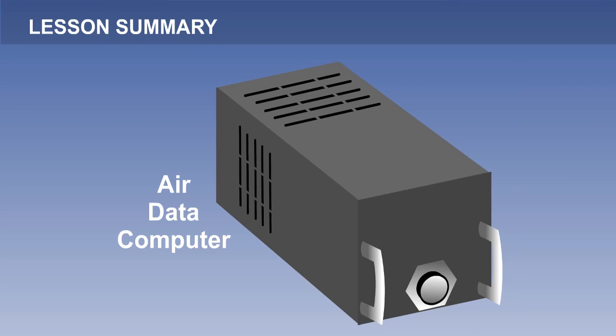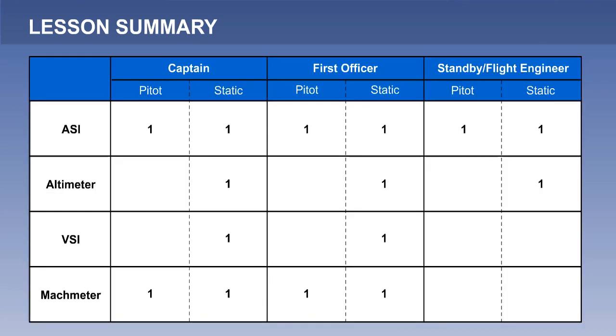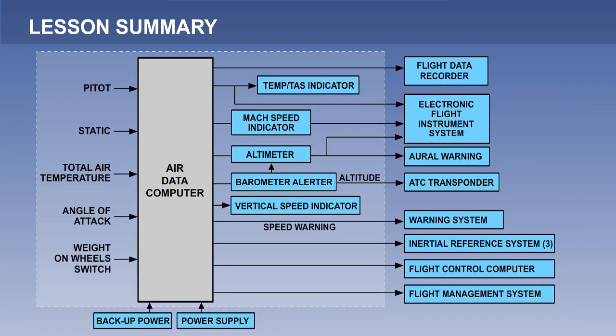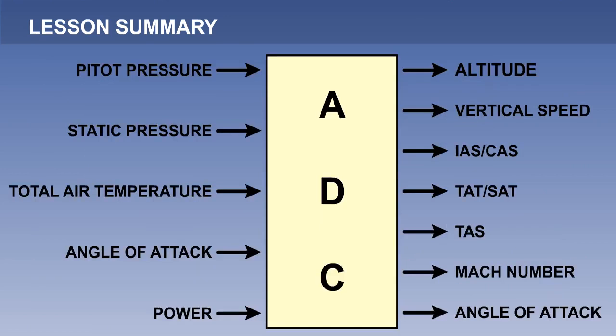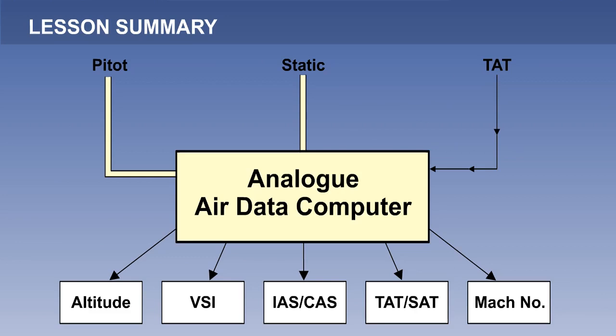Let's summarize this lesson. In response to the problem of increasing complexity of pitot-static piping in the multi-crew aircraft of the late 50s, early analog air data computers were developed. From the 1980s onwards, these were superseded by digital air data computers, which are now fitted to all modern airliners. The basic 5 inputs to a modern ADC are pitot, static, total air temperature, angle of attack, and power. In the early days, the pressure data transmission lines were pitot and static tubes.